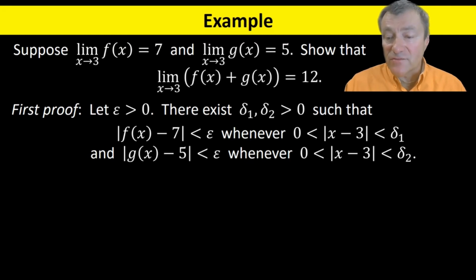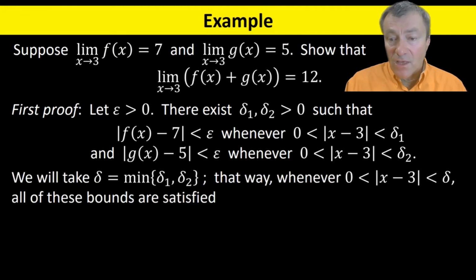So f of x is within epsilon of 7 whenever x is within delta 1 of 3, and g of x is within epsilon of 5 whenever x is within delta 2 of 3, and not equal to 3 in each case. I want both f of x and g of x to be close to their respective limits. So how do I get both of these conditions to hold? Well, I take delta to be the minimum of delta 1 and delta 2. And now, if x is within delta of 3, then both the previous things will hold.